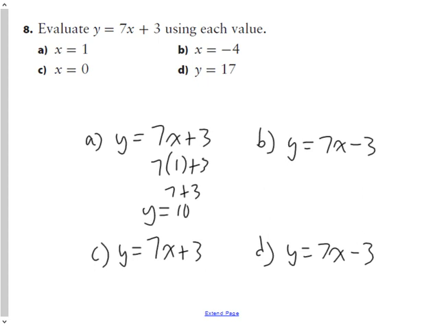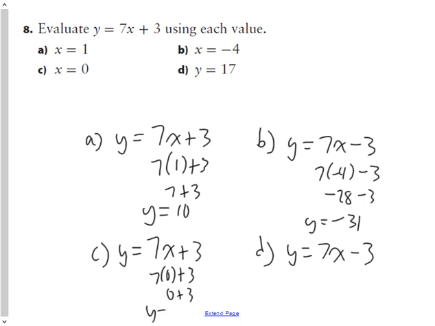In my second one, B, x is negative 4, so 7 multiplied by negative 4 minus 3 is negative 28 minus 3, which is negative 31, is my y value. In C, x is 0, so 7 multiplied by 0 plus 3 is 0 plus 3, so y will equal 3. And in my last one, x equals 17.